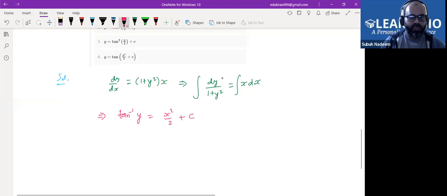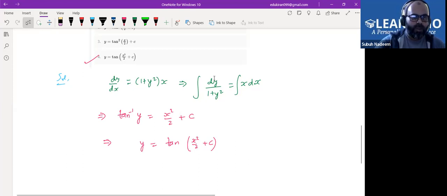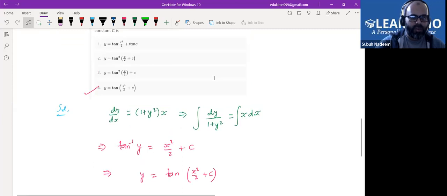Or you can change from tan inverse to tan. And you can say that tan of x square by 2 plus c is equal to y. So your option is option number 4. So when you remove tan inverse from here, on the right hand side, it will become tan. So the fourth option is the correct option.